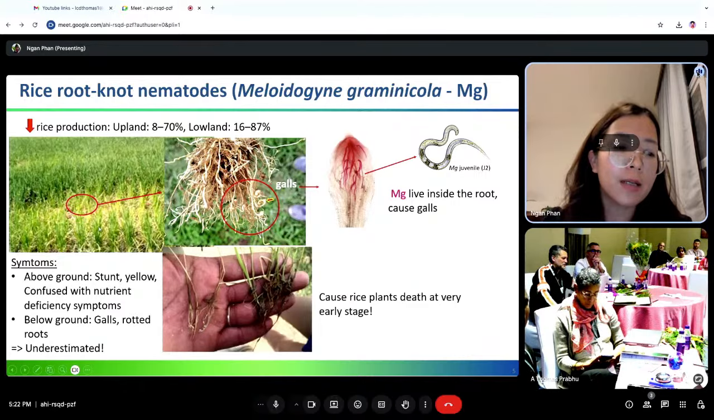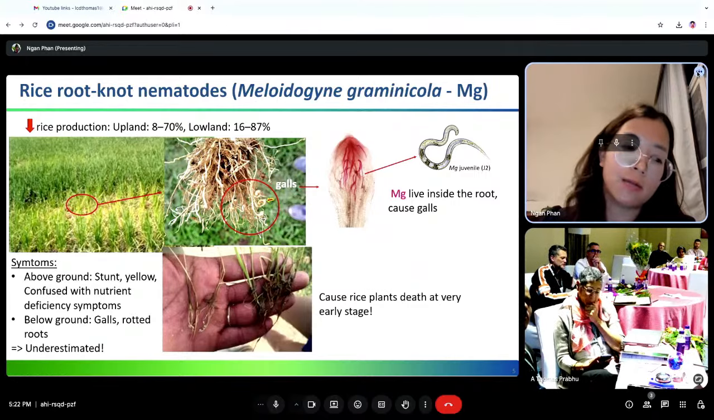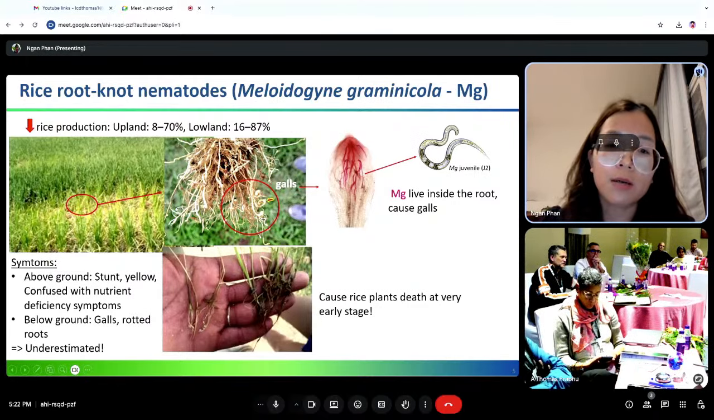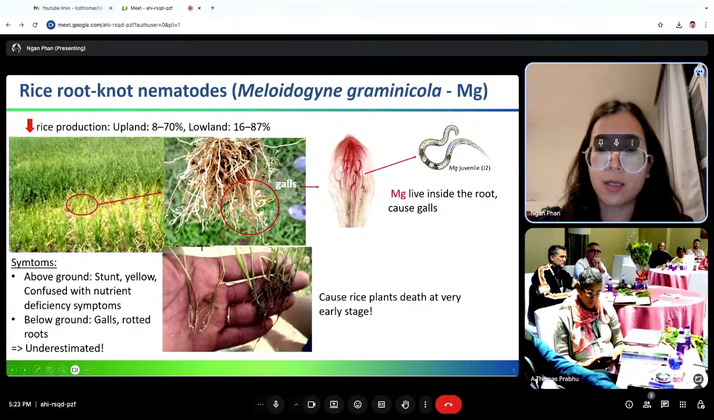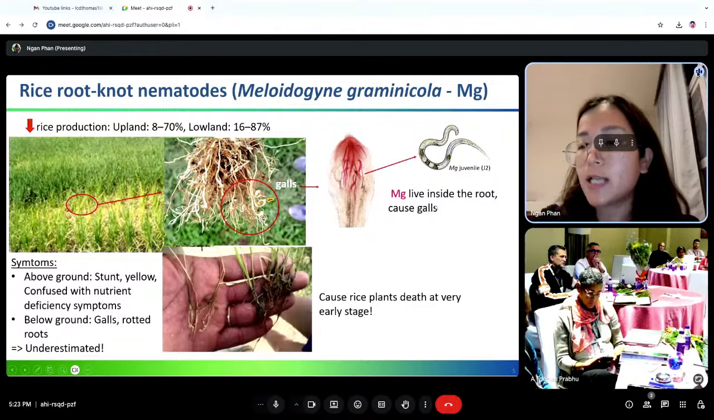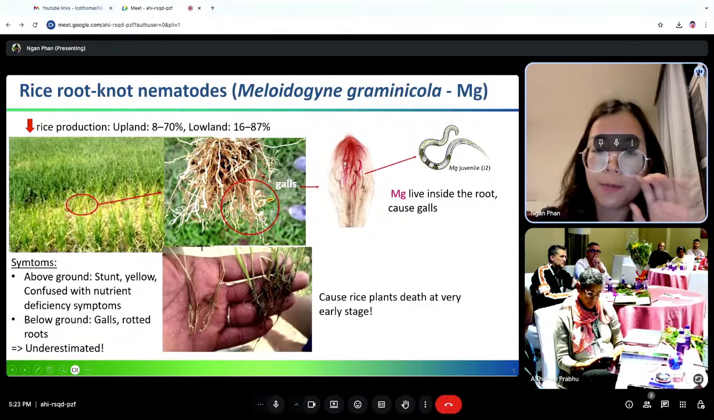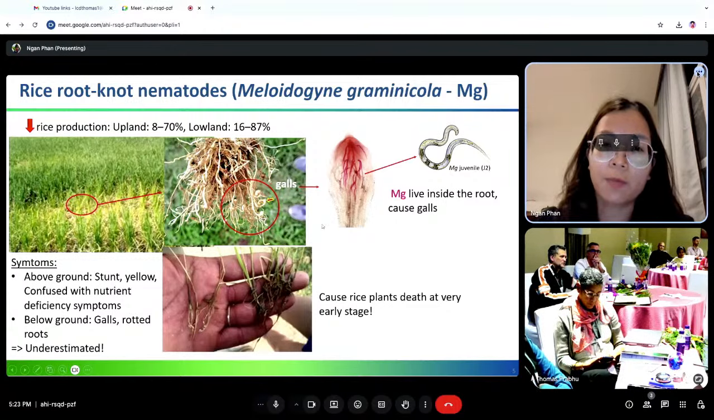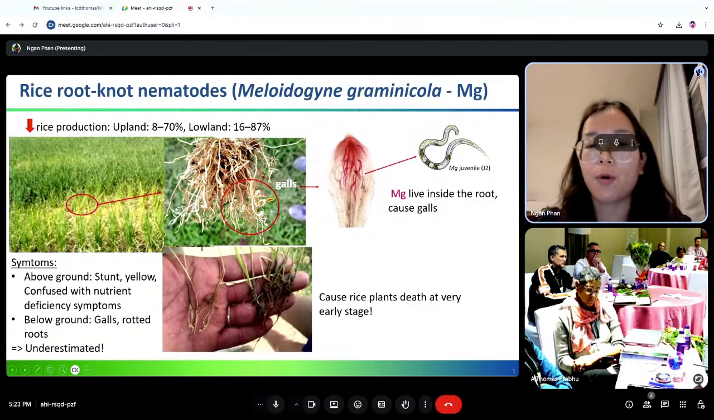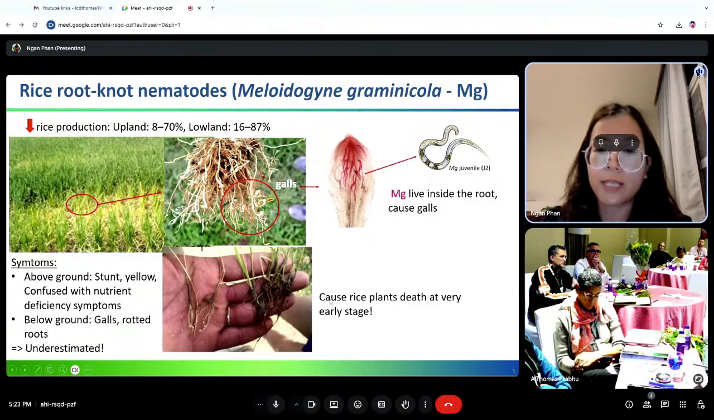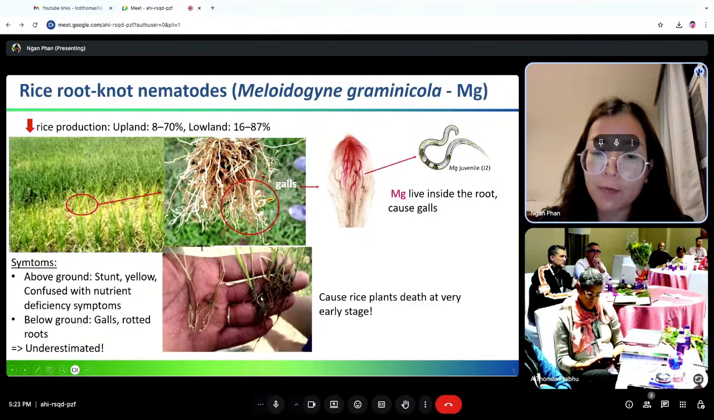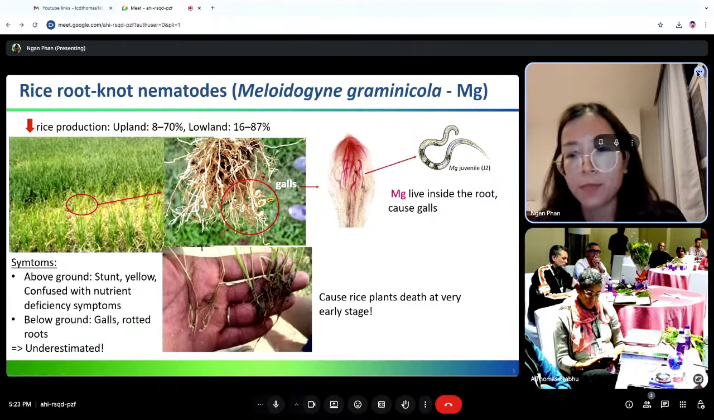The symptoms are very similar to nutrient deficiency, with stunted and yellow plants, so they can be underestimated. Below ground, there is gall formation and rotted roots. They live inside the root and induce galls, which reduce the plant's nutrient uptake. They can attack the rice plant at a very early stage, cause plant death, and seriously impact production.